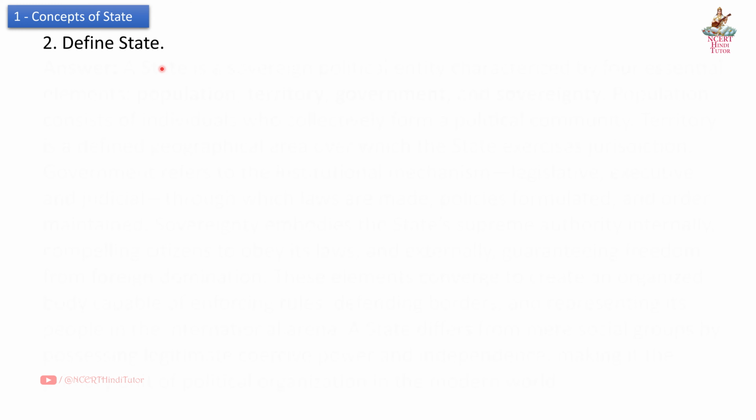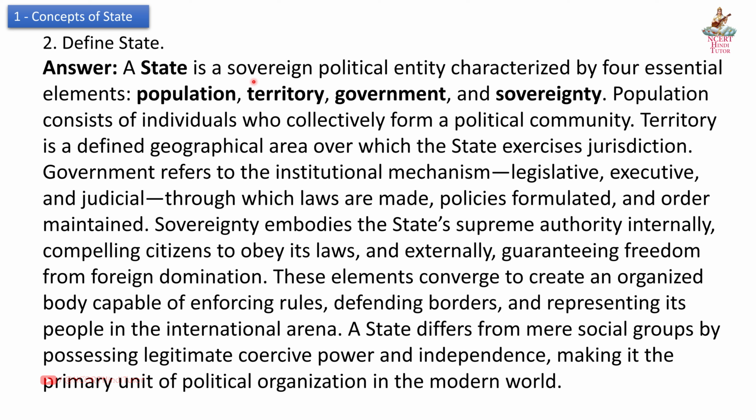Second, define state. Answer. A state is a sovereign political entity characterized by four essential elements: population, territory, government, and sovereignty. Population consists of individuals who collectively form a political community. Territory is a defined geographical area over which the state exercises jurisdiction. Government refers to the institutional mechanism, legislative, executive, and judicial, through which laws are made, policies formulated, and order maintained.